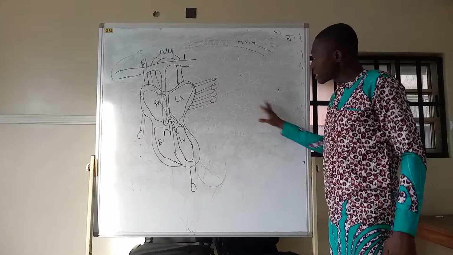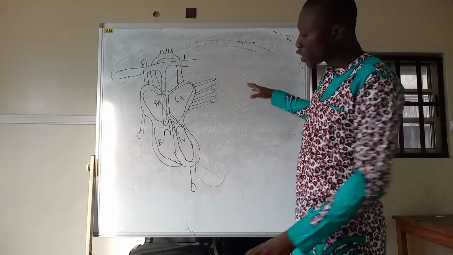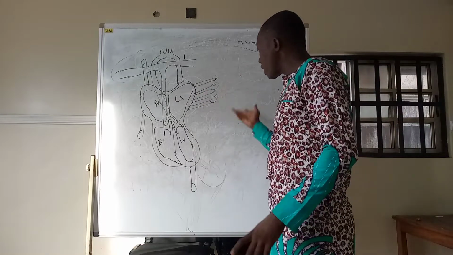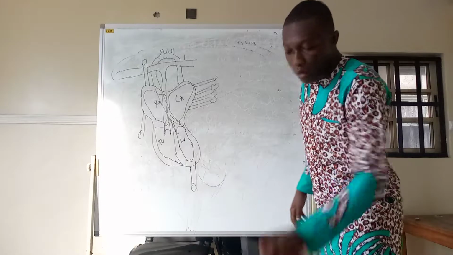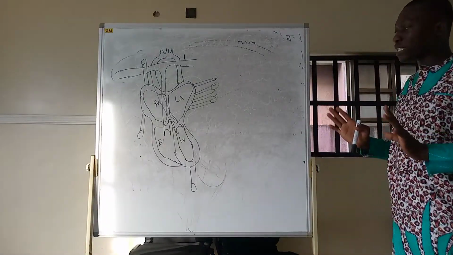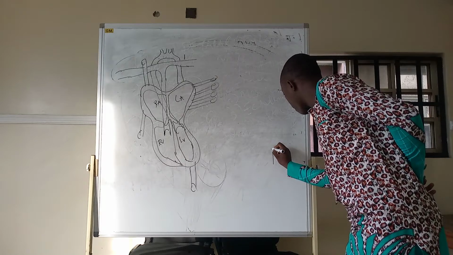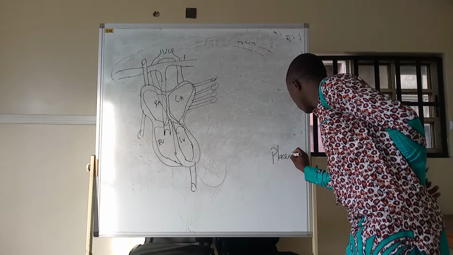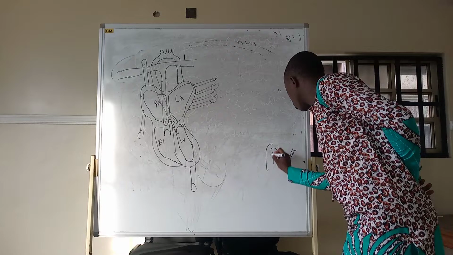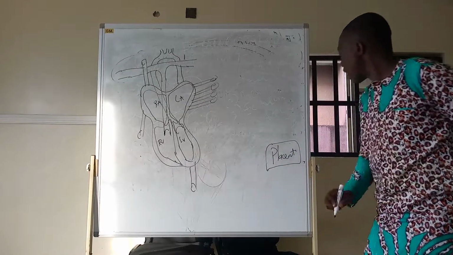So now I'm going to just do a skeletal overview and run the fetal circulation for you, then we merge it together for better understanding. Now, the way we will start the fetal circulation is this. First of all, write placenta.